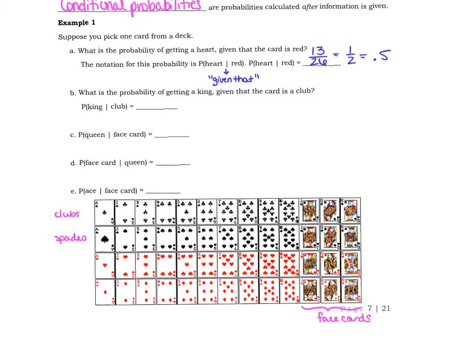So what is the probability of getting a king given that the card is a club? Okay, so we know the card is a club. It's one of these cards in the first row. We know it is definitely not one of the cards in the last 3 rows. So our sample space at this particular moment is those 13 clubs. And out of the 13 clubs, only one of them is a king, which is 0.077 in terms of a decimal. Okay.